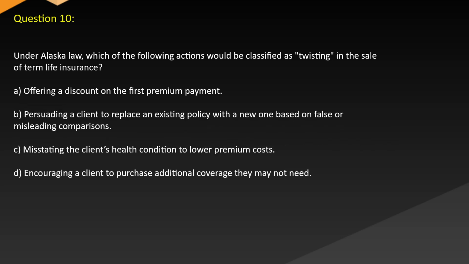Question 10. Under Alaska law, which of the following actions would be classified as a twisting in the sale of term life insurance? A. Offering a discount on the first premium payment. B. Persuading a client to replace an existing policy with a new one based on false or misleading comparisons. C. Misstating the client's health condition to lower premium costs. D. Encouraging a client to purchase additional coverage they may not need.